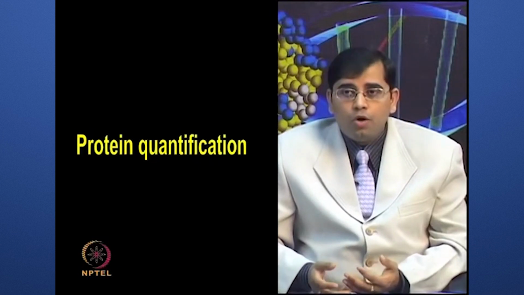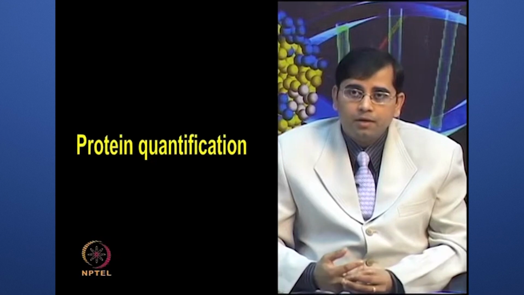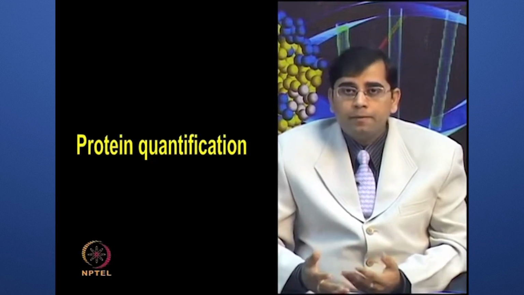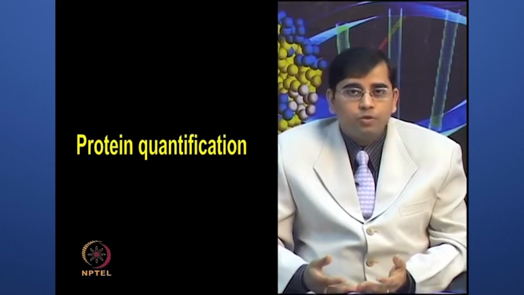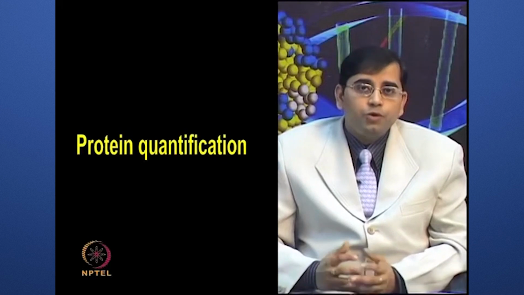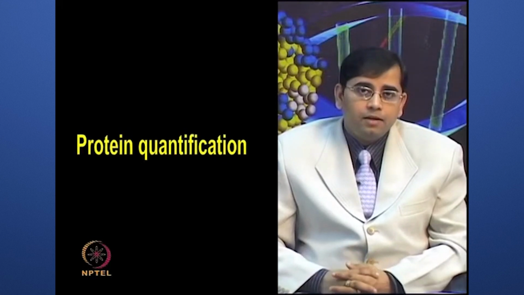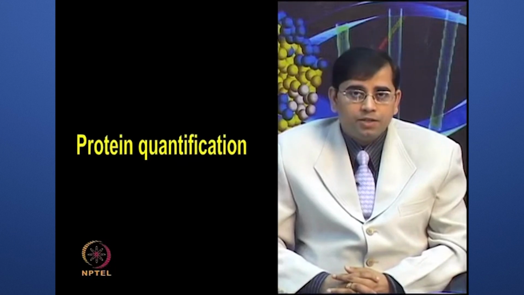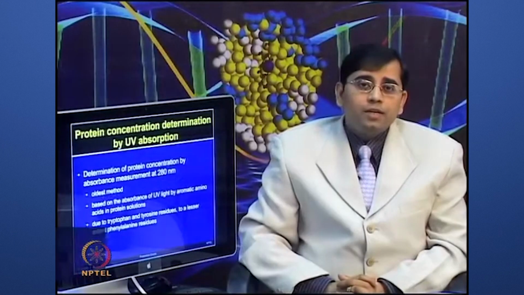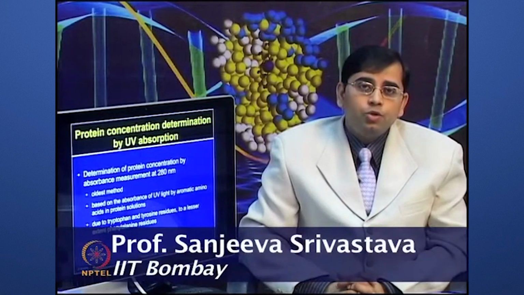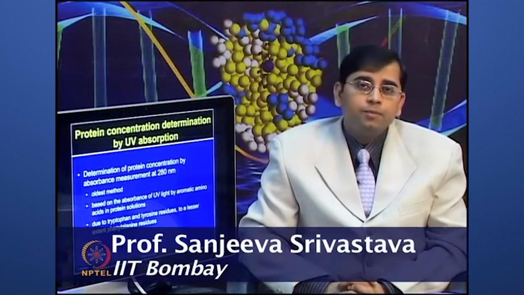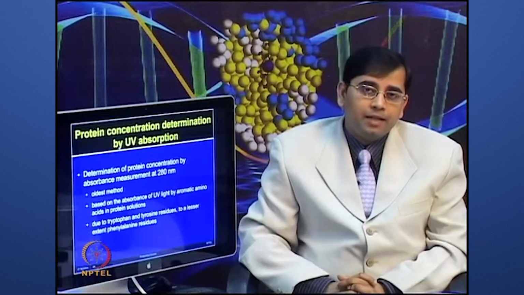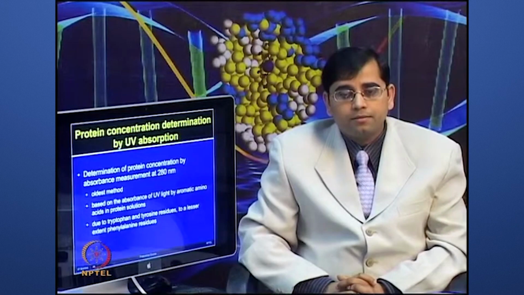Now, you want to know how much protein quantity you have in your sample, whether you can perform your experiment with that protein or not. So, one needs to know the protein quantity present in the protein sample. There are different types of protein quantification methods available. We will talk about protein quantification in detail now. So, the protein concentration determination by the UV absorption is one of the very commonly used methods, in fact the oldest method used to determine the protein concentration by the absorbance at 280 nanometers.